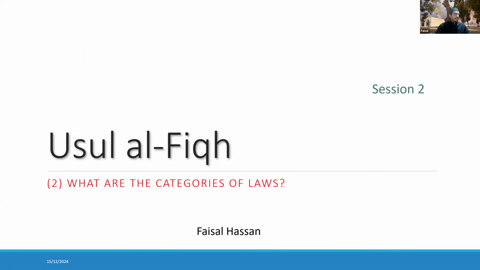So now this is our second session, and there's a lot to discuss in this particular session. This particular session is on the categorization of laws. What are the categories of laws? What do we mean by that? Because it's quite a general question. These are categories pertaining to laws themselves in terms of how they relate to people, meaning whether the laws themselves are obligatory, recommended, prohibited, and things like this. So that's one aspect of the categorization.